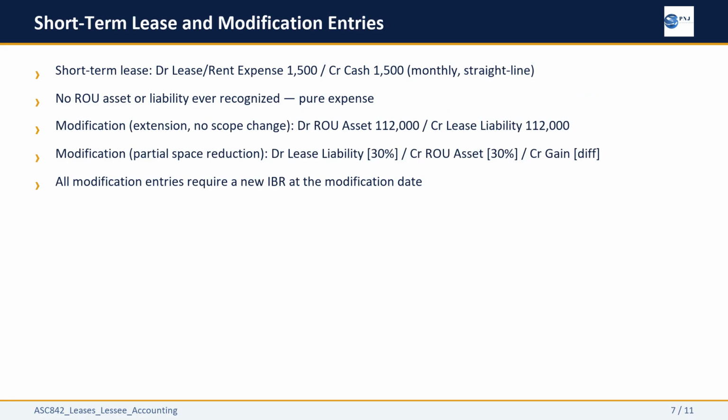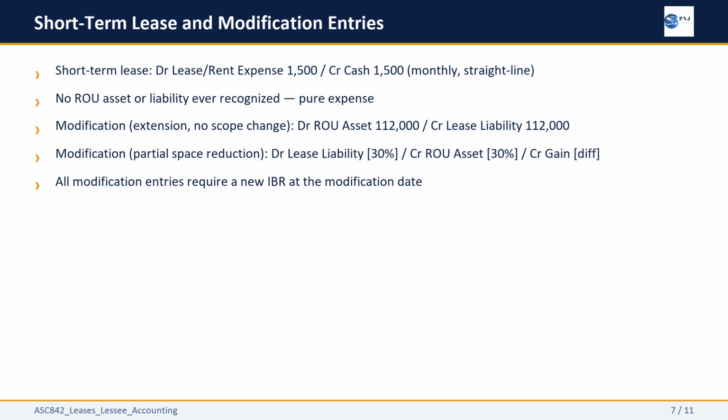Short-term leases are the simplest case, no balance sheet entries at all. Just debit rent expense and credit cash each month on a straight-line basis. That is intentionally simple. It is why the expedient exists. For lease modifications, the entries depend on the outcome of the modification analysis from Section 5.